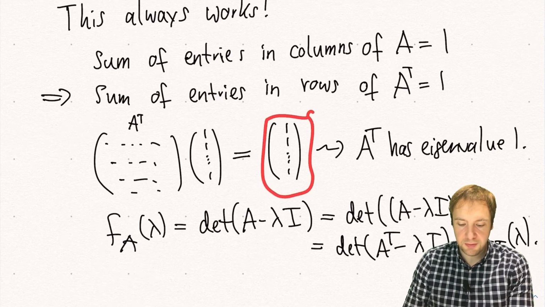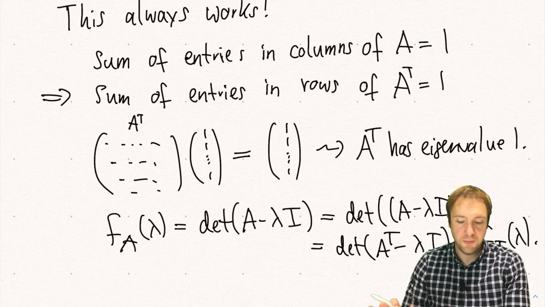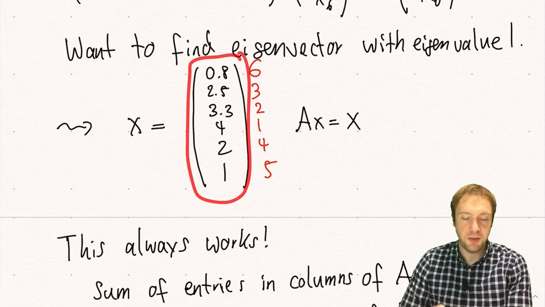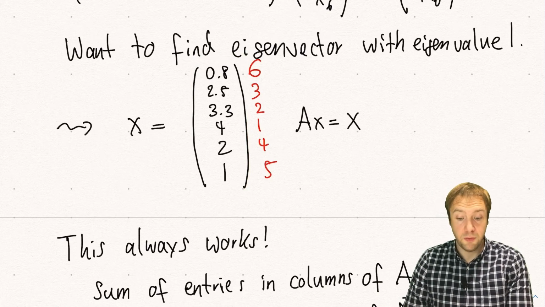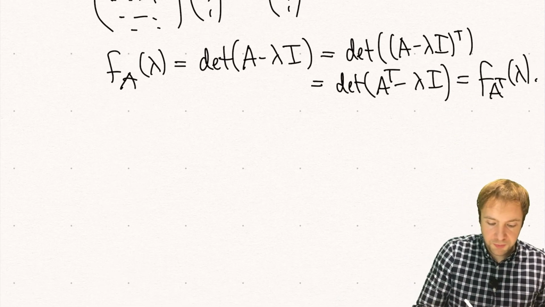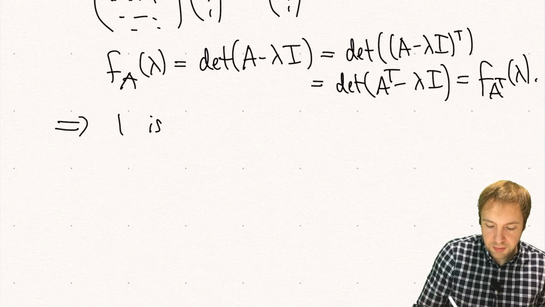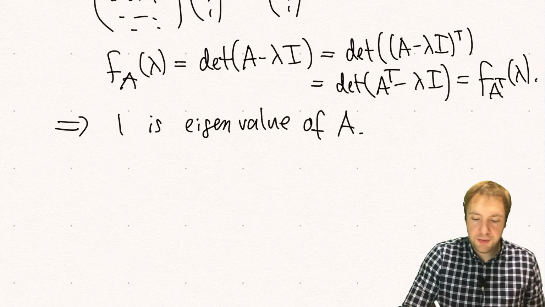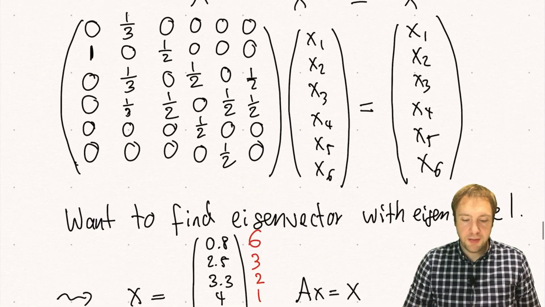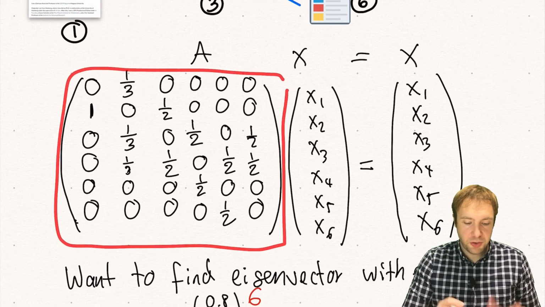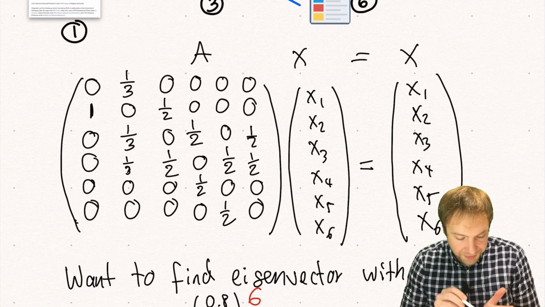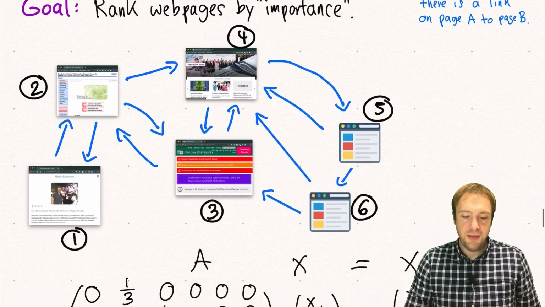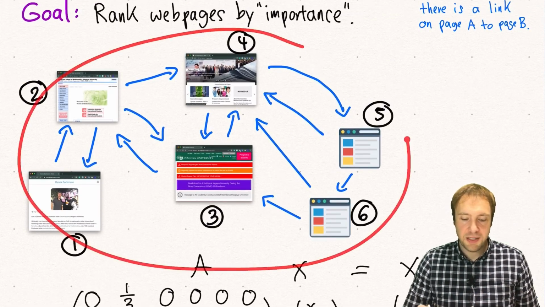So we see here that in this case 1, 1, 1, 1, 1 is always the eigenvector for the eigenvalue 1 for the transpose. But in our example here, this is the eigenvector for the eigenvalue 1 for the matrix A. The statement here is that 1 is an eigenvalue of A, and therefore we can always solve this problem. So every time we have this link matrix which has this special style, then we can always solve this equation AX equals X, and then we can always find a ranking for pages like this.